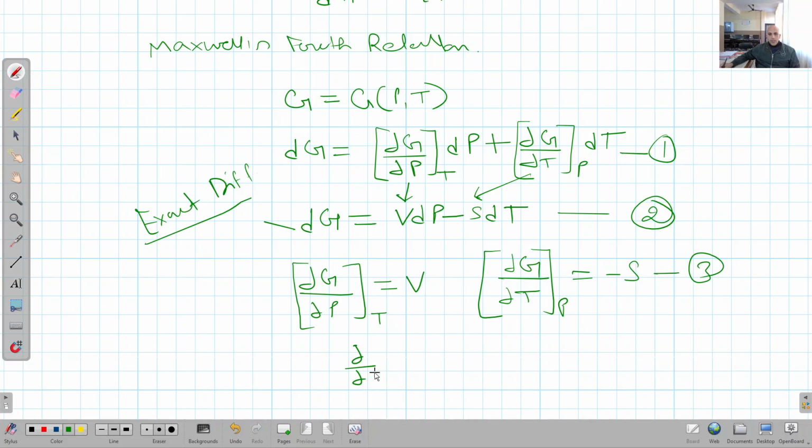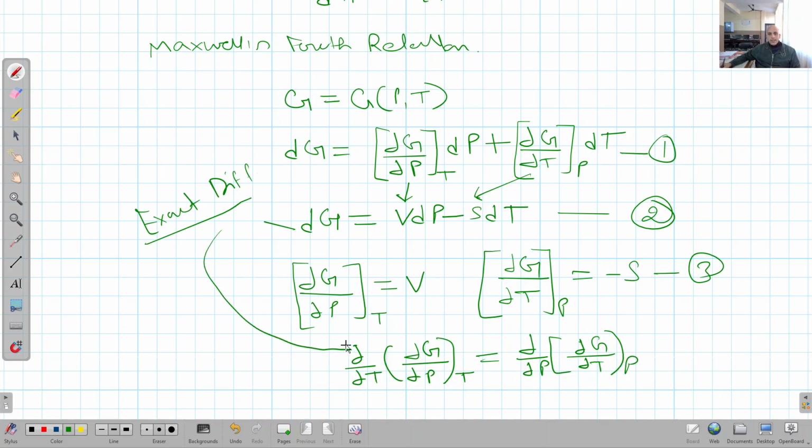∂T/∂P, ∂G/∂P at constant T, that should be equal to ∂/∂P into ∂Z/∂T P. This is the Euler's condition, that exact differential Euler equation that must be followed, right? So this is equation number 4.